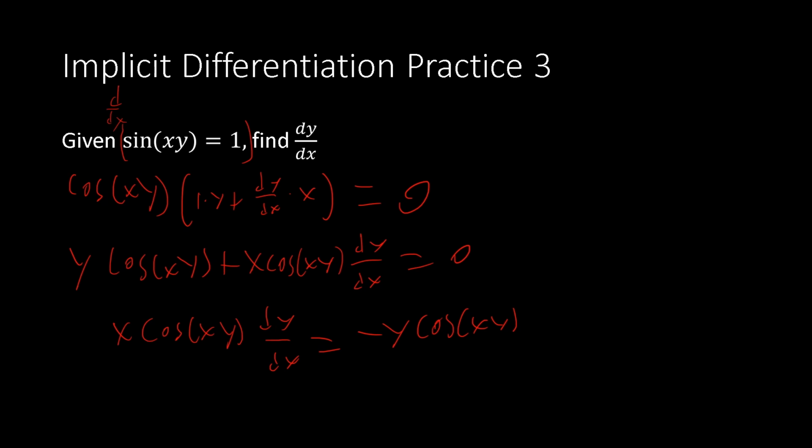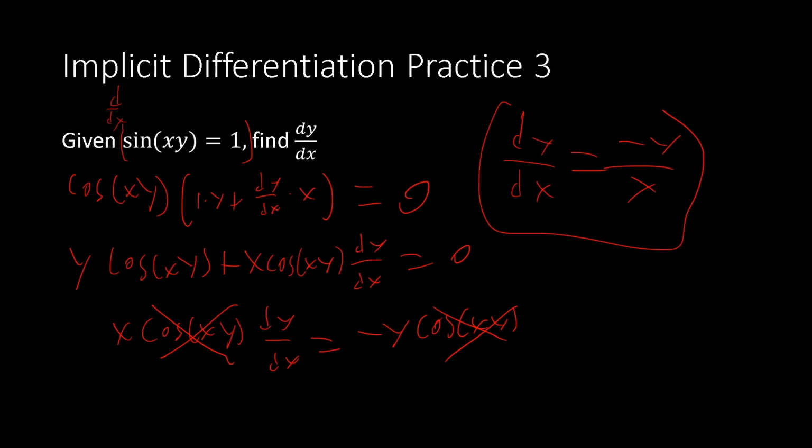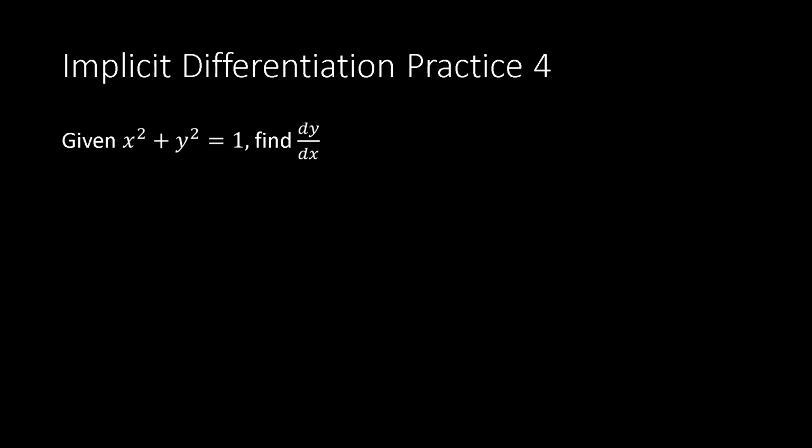Now, right now I see that actually we have cosine of xy on both sides, so we're going to go ahead and cancel this. And obviously normally it's not good to cancel things just right away, but when we're talking about derivatives, it's generally okay. And then we just need to divide by x on both sides, so our derivative is going to be negative y over x. That's our answer.